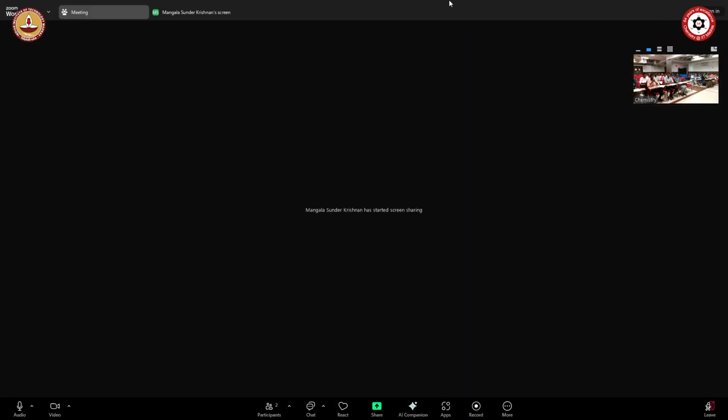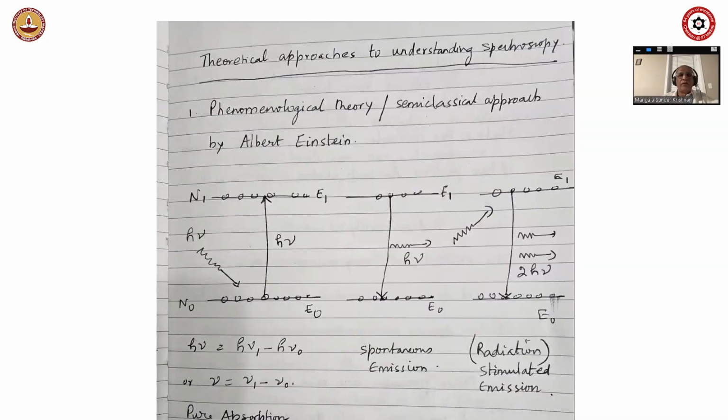Okay, so let me take the first image. I need to share the screen. So now you are able to see the screen, right? It's called Theoretical Approaches to Understanding Spectroscopy. Are you able to read this? Yes? Okay. So let me just keep this up.